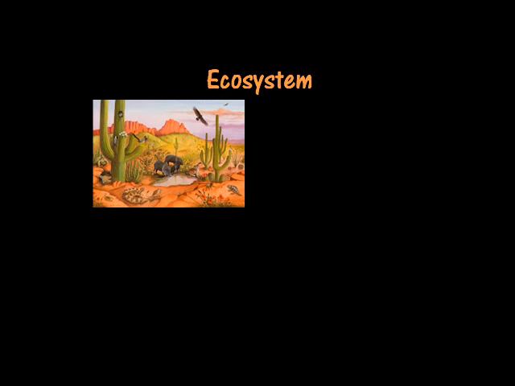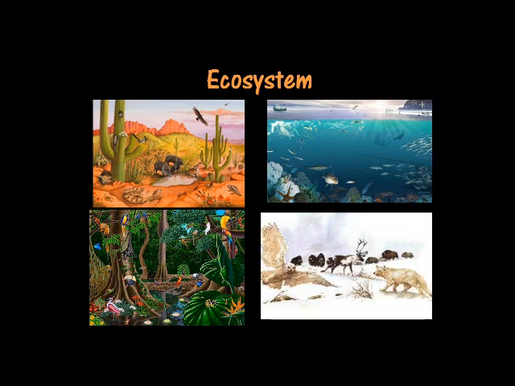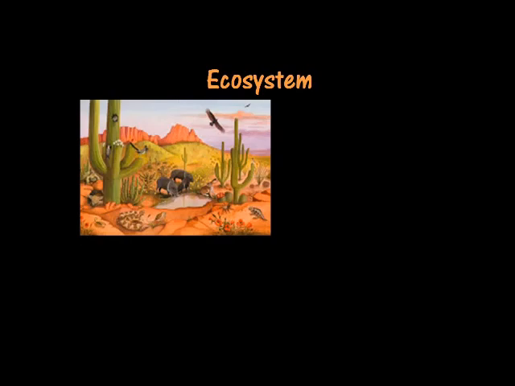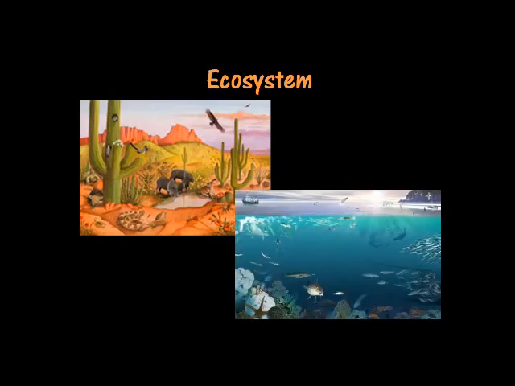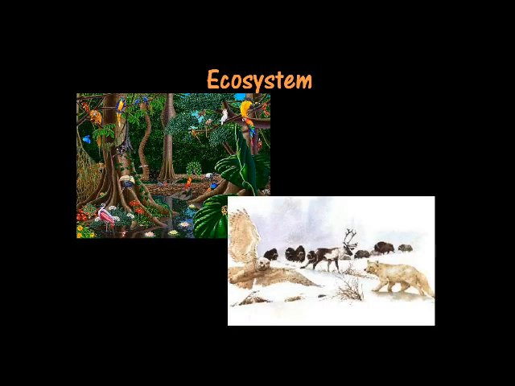Desert ecosystems, ocean ecosystems, rainforest ecosystems, tundra ecosystems. Life exists in many different places on our planet. Various ecosystems are very different from each other. The organisms in the desert are not the same as the organisms in the ocean. The organisms in the rainforest could not survive in the tundra.